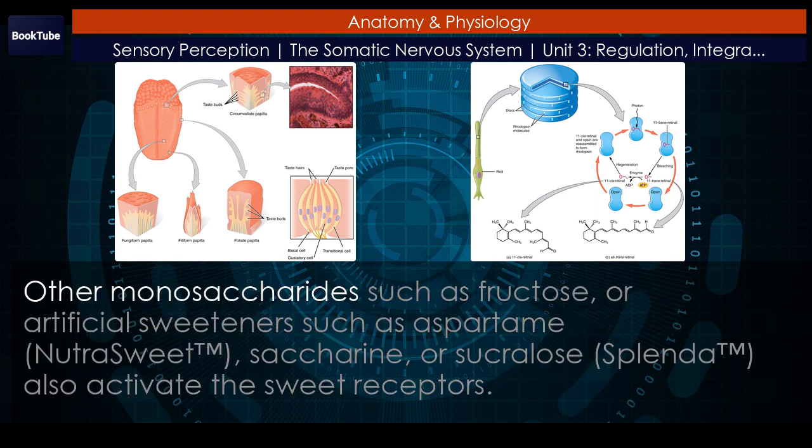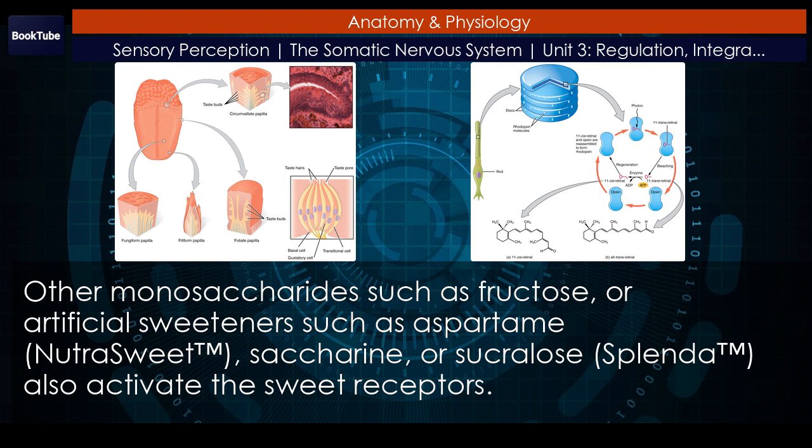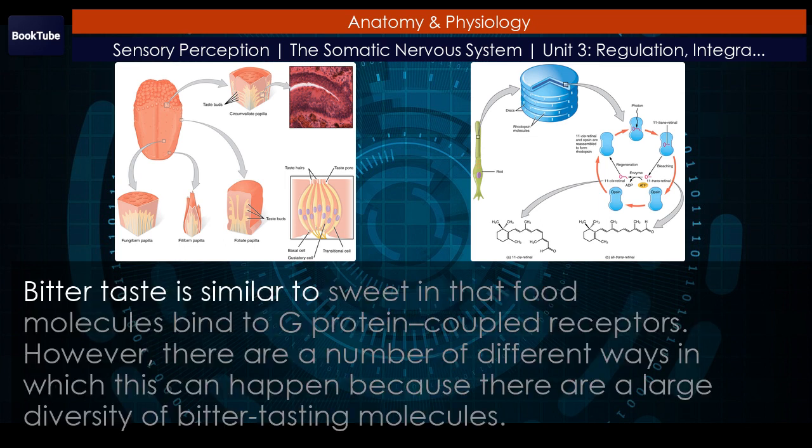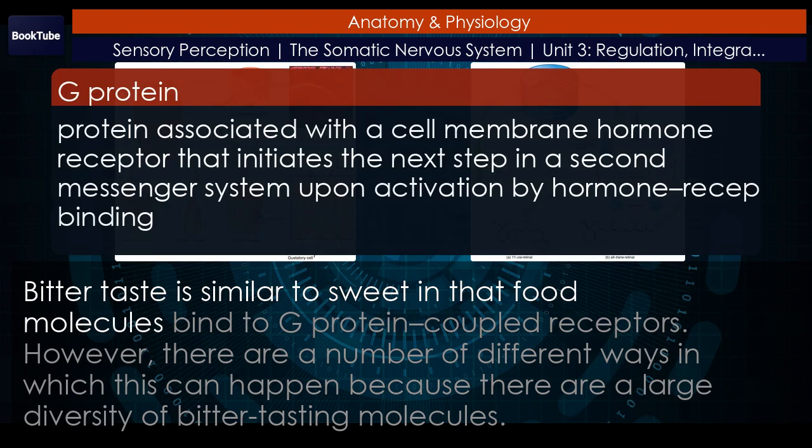Other monosaccharides such as fructose, or artificial sweeteners such as aspartame, NutraSweet, saccharin, or sucralose, Splenda, also activate the sweet receptors. The affinity for each of these molecules varies, and some will taste sweeter than glucose because they bind to the G-protein coupled receptor differently. Bitter taste is similar to sweet in that food molecules bind to G-protein coupled receptors.